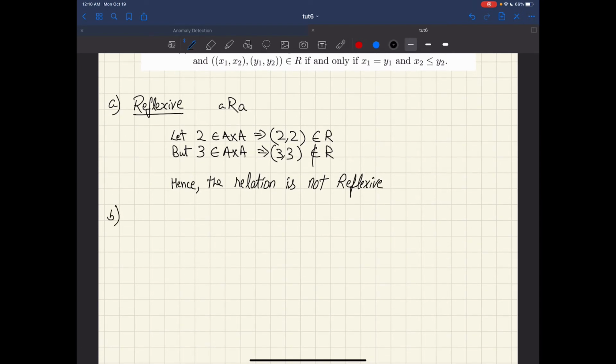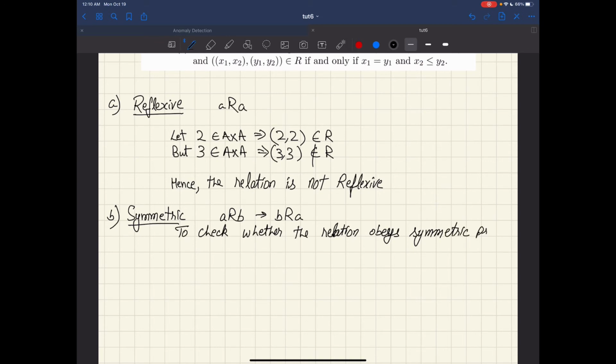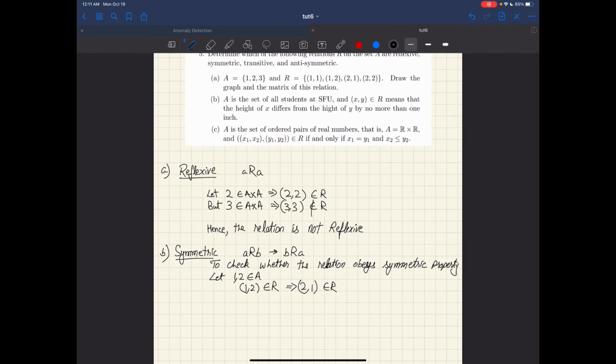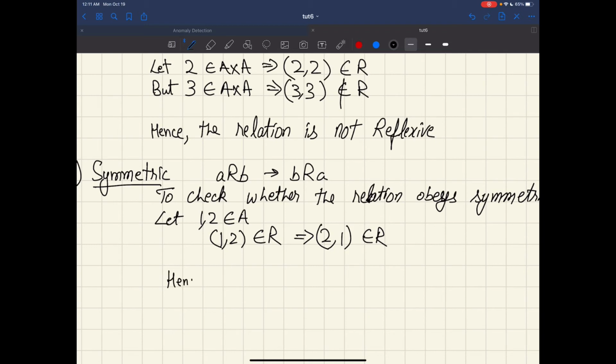Now we check for symmetry. The symmetric property is if there is (a, b), then (b, a) should also exist. Now to check whether the relation obeys the symmetric property, let's say we have the element (1, 2) which is present in R. So (2, 1) should also be there, and it is. For the element (1, 1), the reverse is also (1, 1), and that's also there. For the last element, (2, 2), the reverse is still there. So for all the elements (a, b), (b, a) exists, therefore the relation is symmetric.